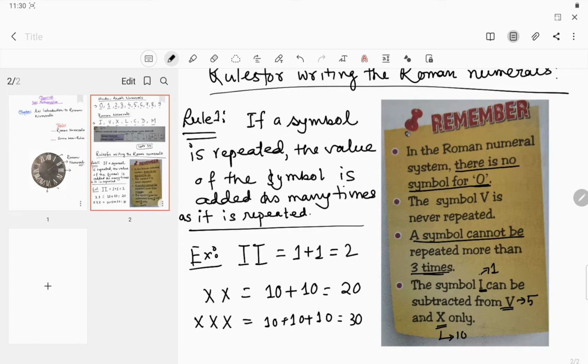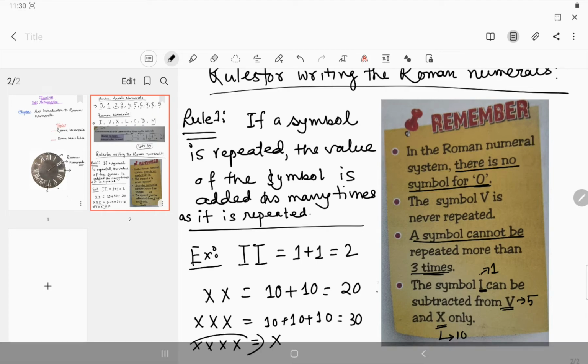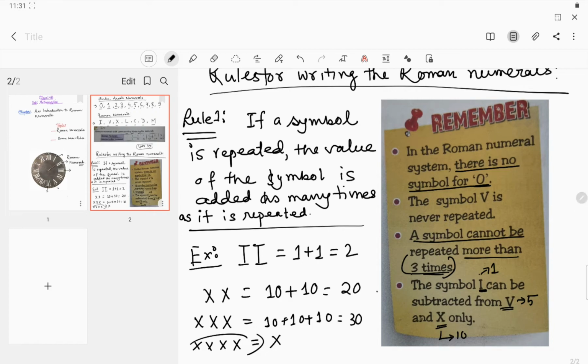But for 40, we cannot write 4 times X. It should not be allowed, right? Because, as I told you, a symbol cannot be repeated more than 3 times. So, 40 is different from these rules, and we will learn about it in the higher class. Because in this class, we are interested up to 39.